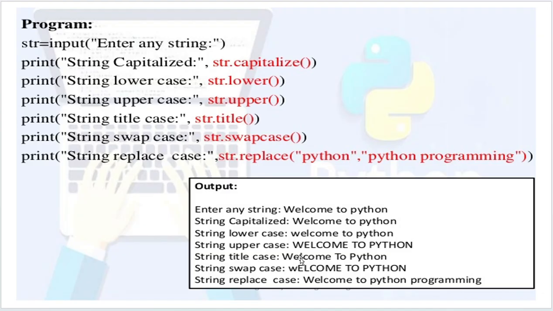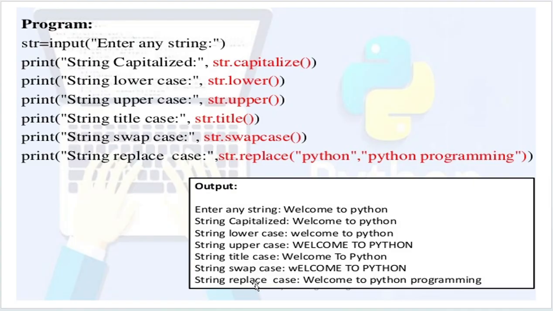And then title case means each and every word will be considered, and its first character alone will be converted to a capital letter. So the first character of each and every word will be converted to a capital letter. Next is swap case. Small case letters will be converted to capital letters. Here the W is capital, so it will be converted to small case, and the remaining letters are lowercase, so they will be converted to capital letters.